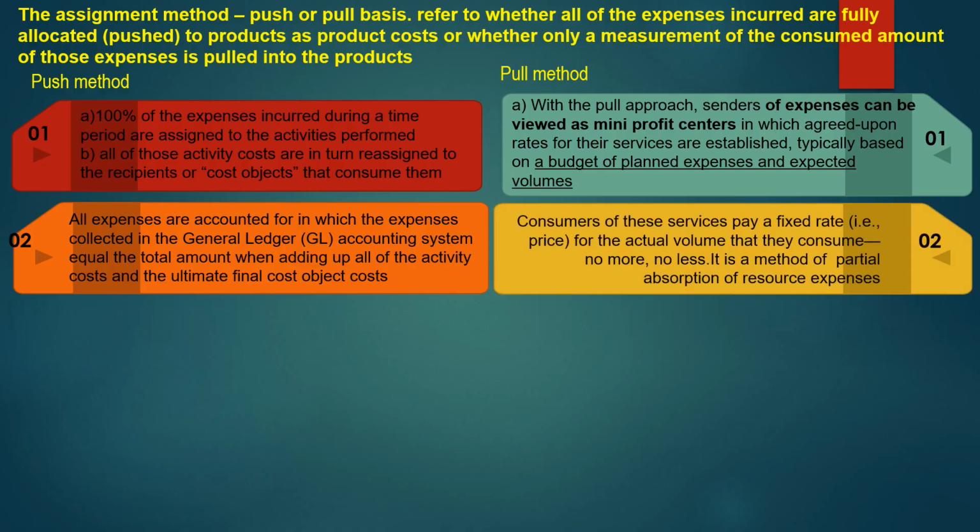Now, under the pull method, consumers of these services pay a fixed rate, that is the price for the actual volume that they consume. That is no more, no less. It is a method of partial absorption of the resource expenses.